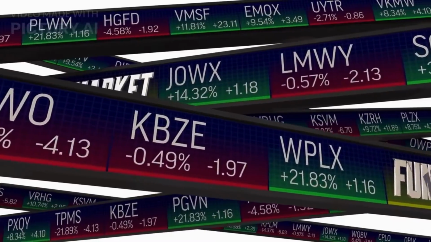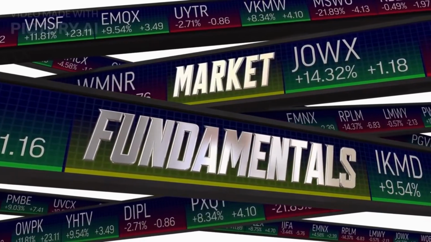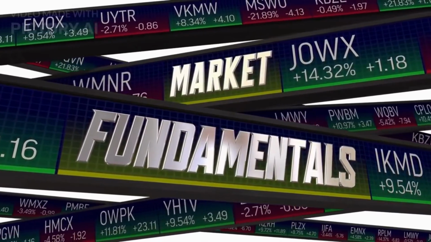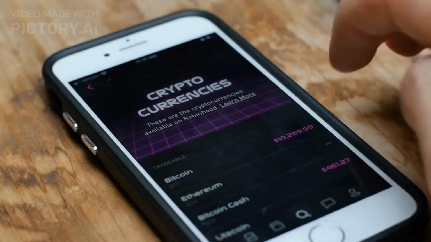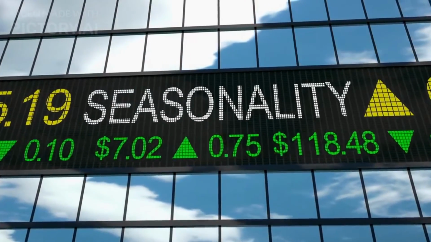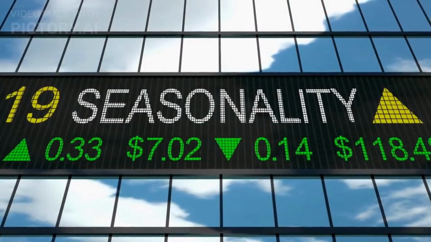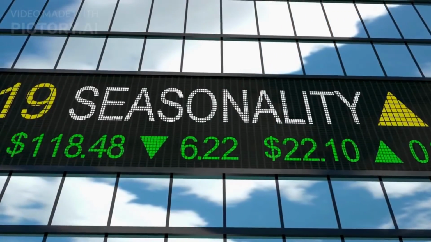Part 3. Fundamental analysis. While technical analysis can be a useful tool for predicting short-term price movements, it's also important to consider the underlying fundamentals of a particular cryptocurrency. This is known as fundamental analysis. Fundamental analysis involves examining the factors that can influence the long-term value of a cryptocurrency, such as its technology, adoption rate, and overall market demand.